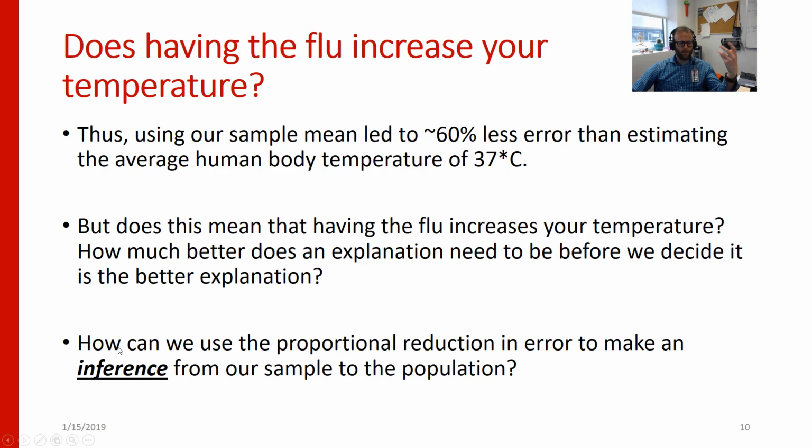So this is when we ask this question: how can we use the proportional reduction in error to actually make an inference from our sample to the population? Now we're going to generalize from our sample to the population of people with the flu, and we're going to need to make a decision about what the average body temperature for someone with the flu actually is, and whether it is the same or different from the average human body temperature of 37 degrees Celsius.